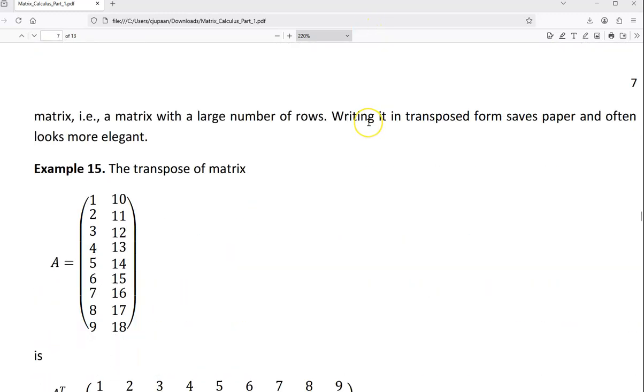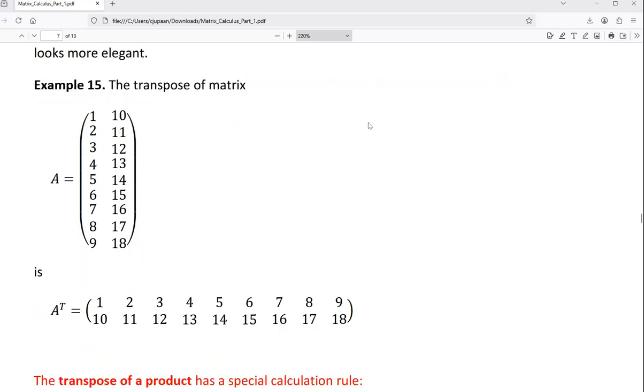One reason for when you can use the transpose is, for example, this kind of situation. You have a matrix where you have many rows. In this example, 9 rows.